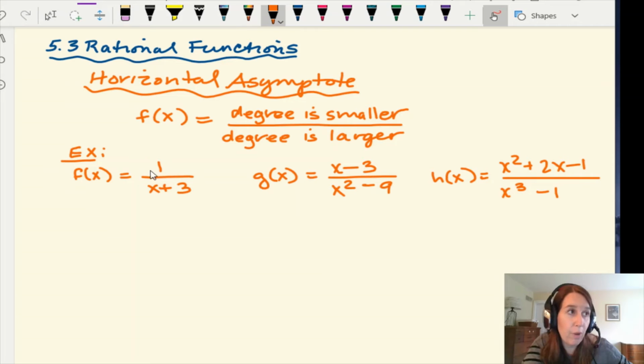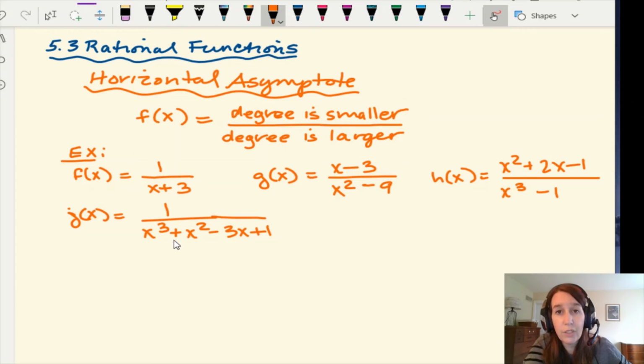So for example, in the first one, the degree on the top is actually 0 since it's a constant, and here the x degree is 1. Here the degree is 1, and the degree here is 2. And here the degree is 2, and at the bottom the degree is 3. Now let's do one more, because you can also have something like 1 over x cubed plus x squared minus 3x plus 1. Notice the degree on the top is still smaller than the degree on the bottom.